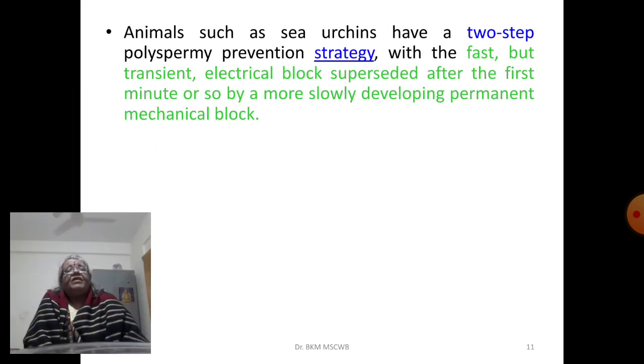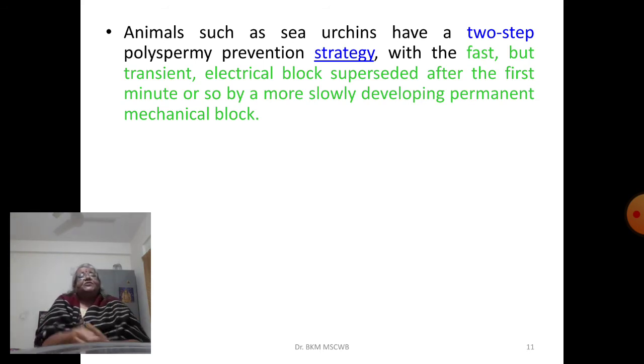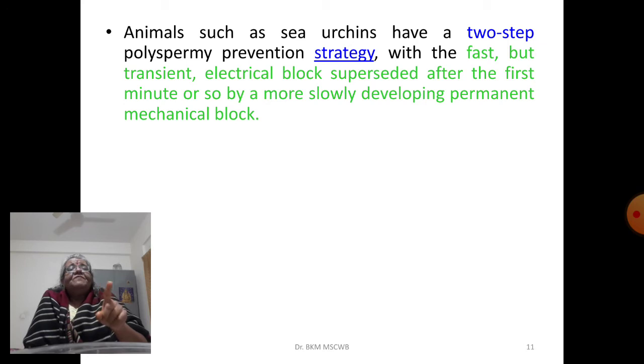so now, animals such as sea urchin, this is something fantastic you should know. They have a two-step polyspermy prevention strategy. Very nice, very clever. With the fast but transient electrical block, suspended after the first minute or so by a more slowly developing permanent mechanical block.